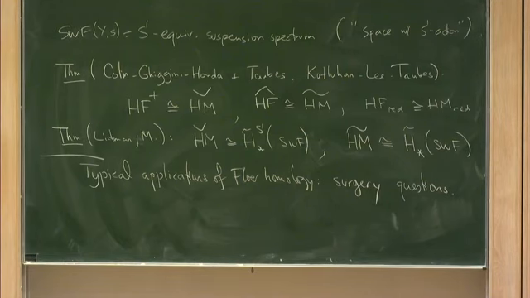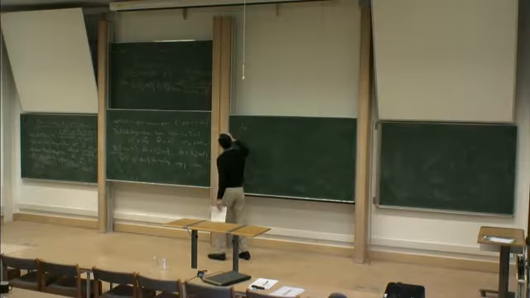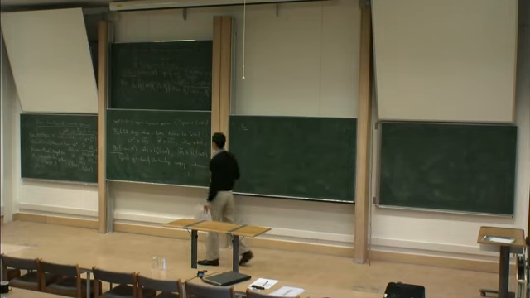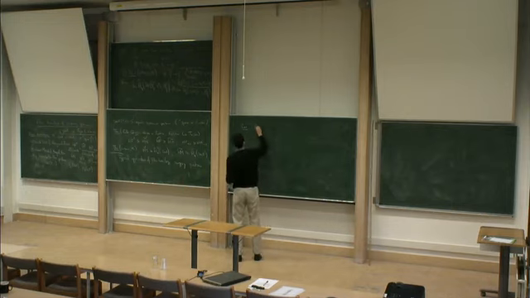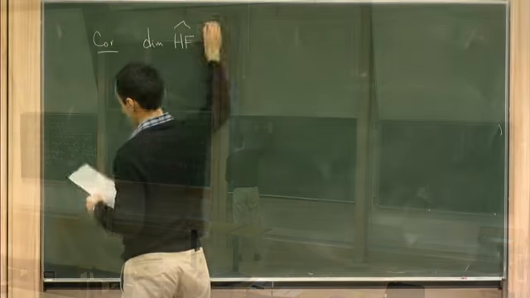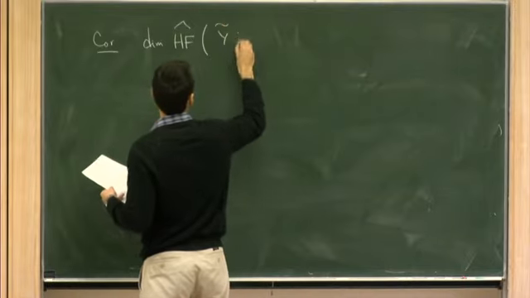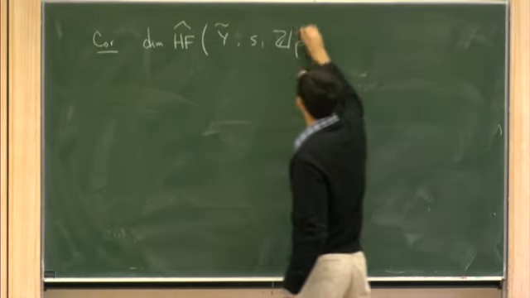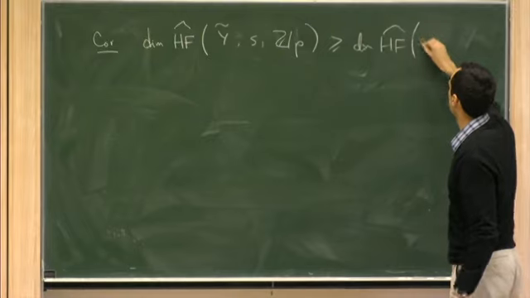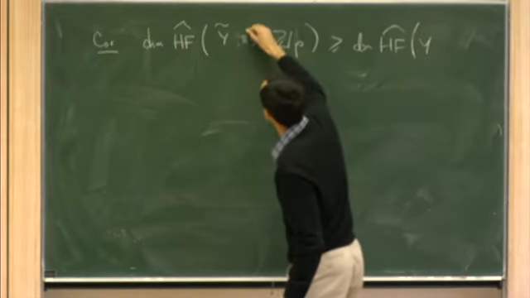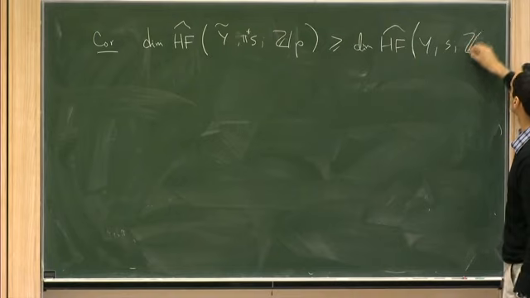And, well, we proved the theorem using the Seiberg-Witten Floer spectrum, but of course, using the equivalences here, we can rephrase it in terms of HM or HF. So let's just do Heegaard Floer. So HF hat of Y tilde, s, Z mod p is greater or equal than the total dimension of HF hat of the base, sorry, phi star of s, Z mod p.